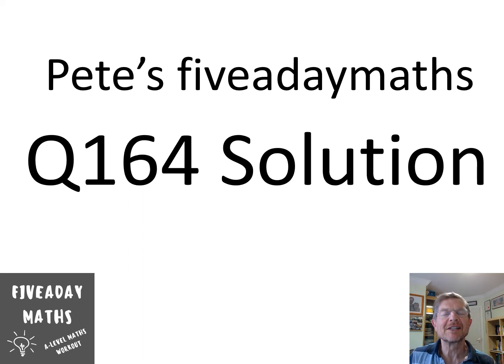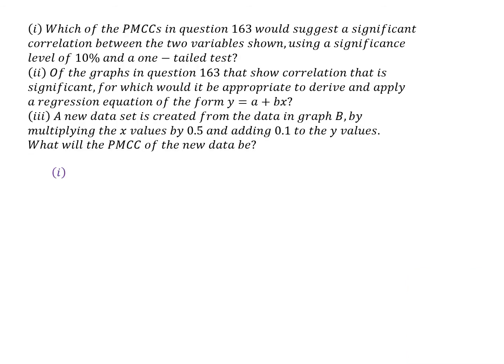So in this question, we continue our discussions about the product moment correlation coefficient and the relation between that and the appropriateness of a linear model. So in question 163, we have 6 graphs and 6 correlation coefficients. And we're being asked to see which of those correlation coefficients is significant. We're using a 10% significance level and a one-tailed test.